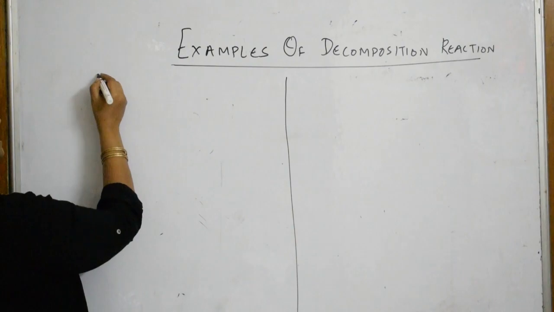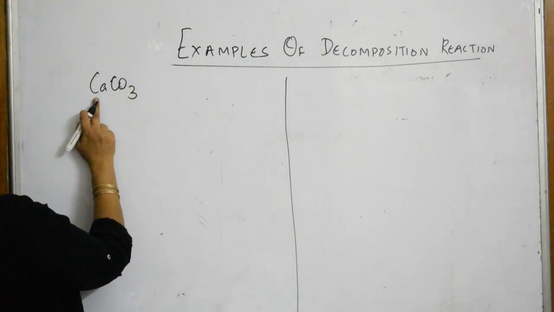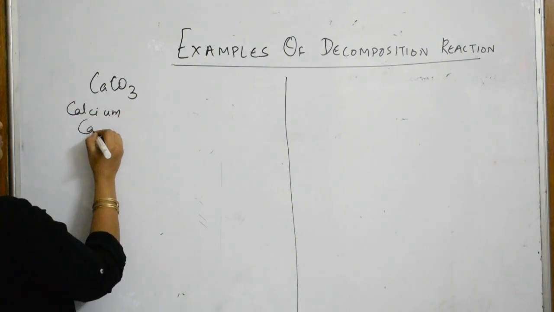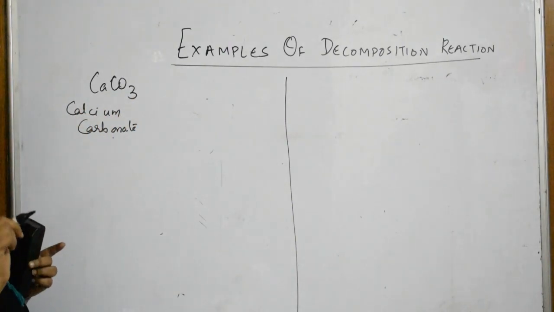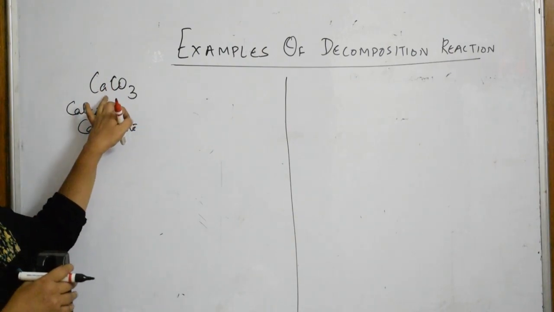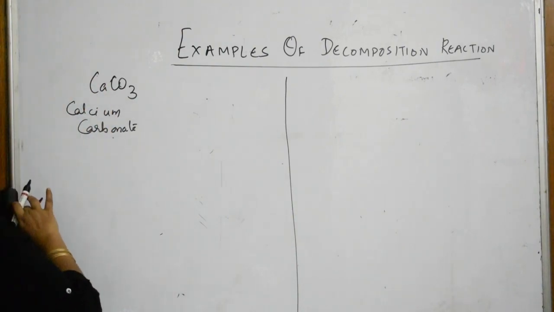Here, I'm going to take an example of what is called calcium carbonate. Let us write the name, calcium carbonate. Why carbonate? Carbonate is a polyatomic ion, so carbonate is one entity. Don't say calcium 1, carbon 1, oxygen 1. No, carbonate is only one entity here.